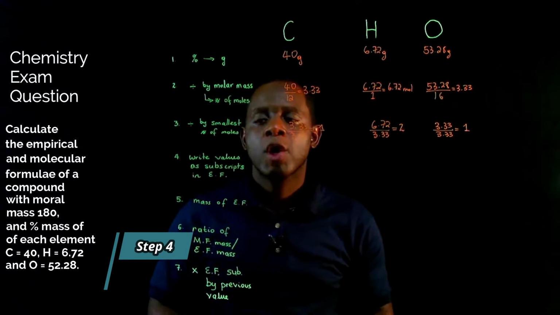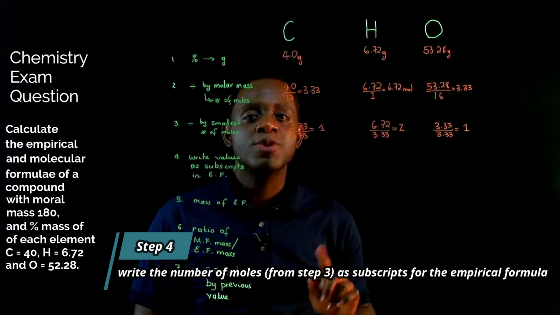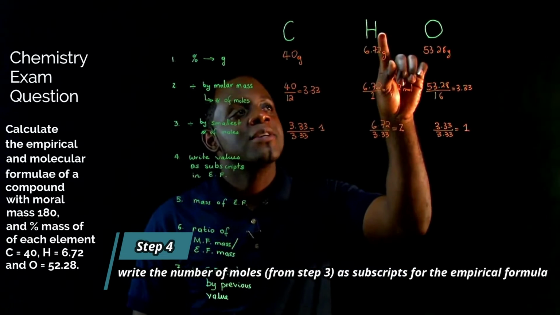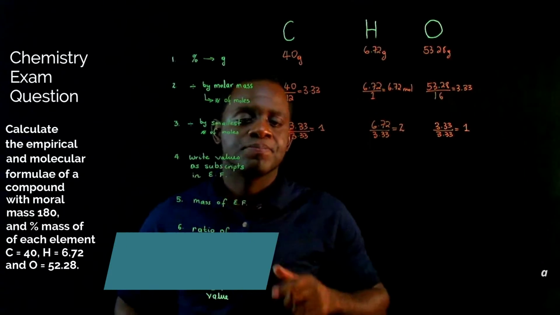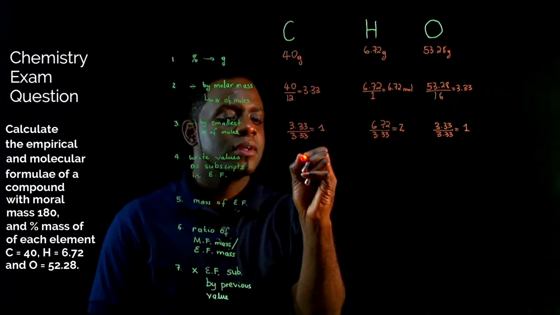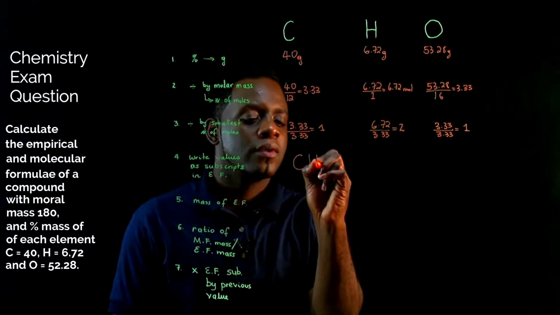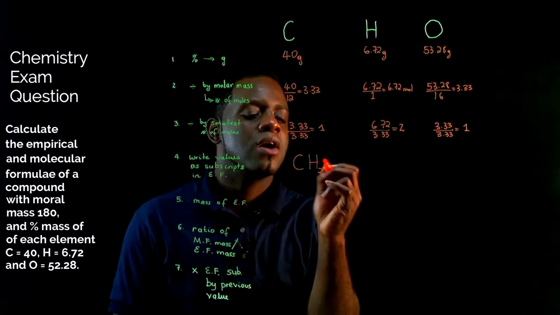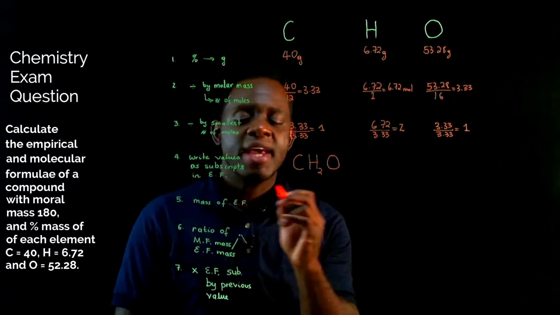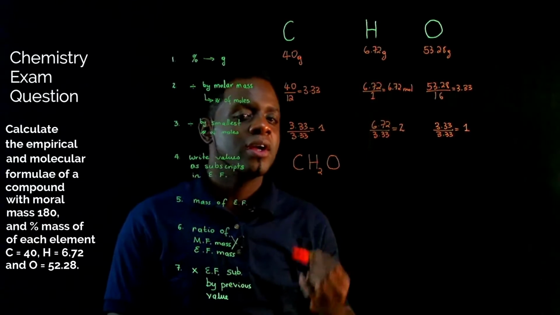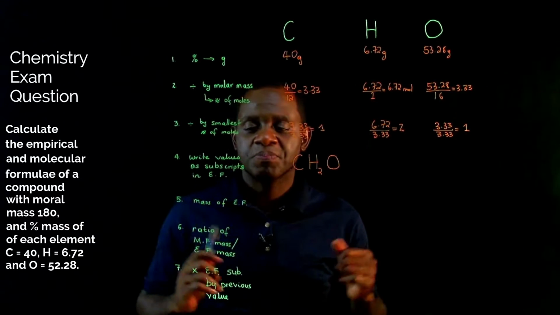In step 4, we will write these numbers as subscripts for these atoms in the compound, and that will give us the empirical formula. So we have 1 atom of carbon, 2 atoms of hydrogen, and 1 atom of oxygen in the empirical formula for the compound. Now we do not write the ones because that is understood.